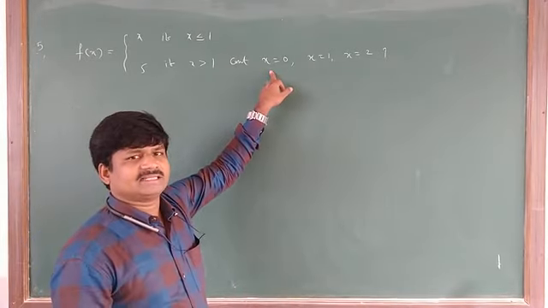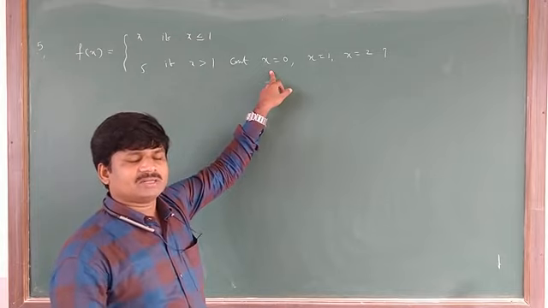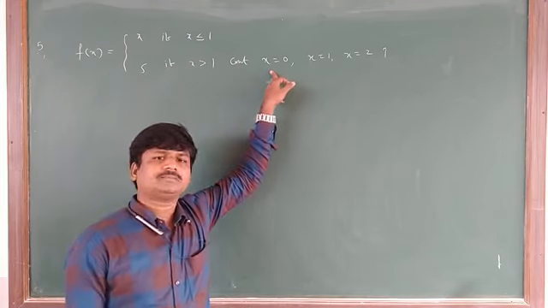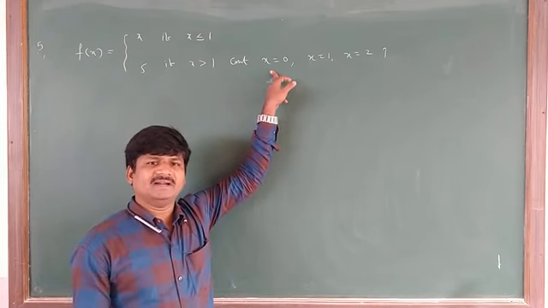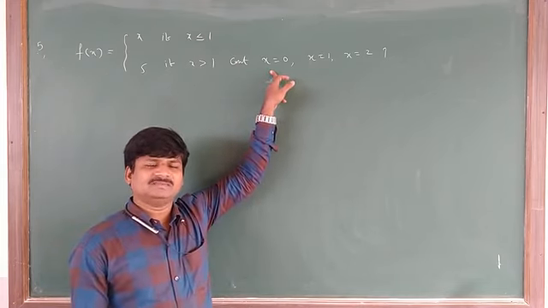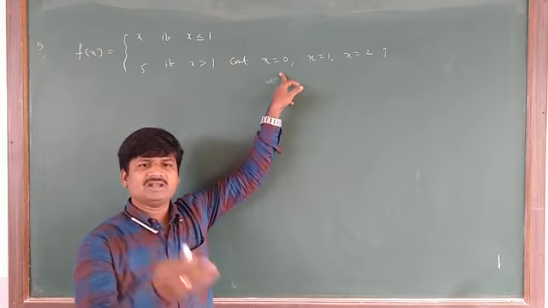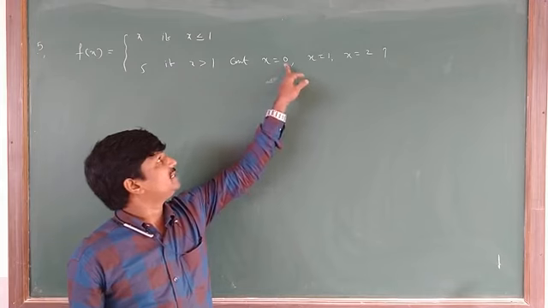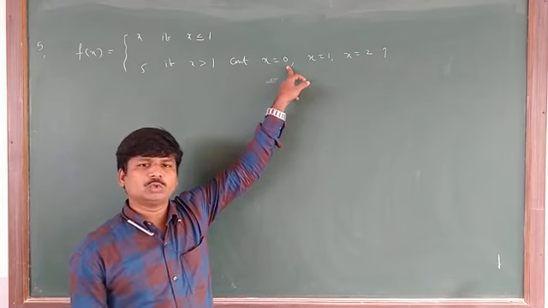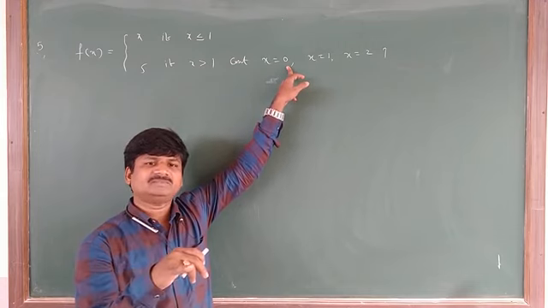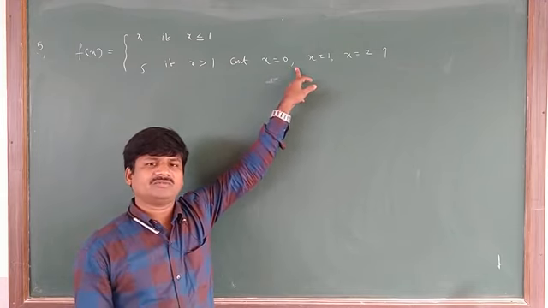First question, at x equal to 0. To check the continuity, what we have to find? What is the definition of a continuous function? The limit must exist at a, and that limit value is equal to f of a. Here a is 0 only, so f of 0. Those two values we have to find: the limit value and f of 0 also.